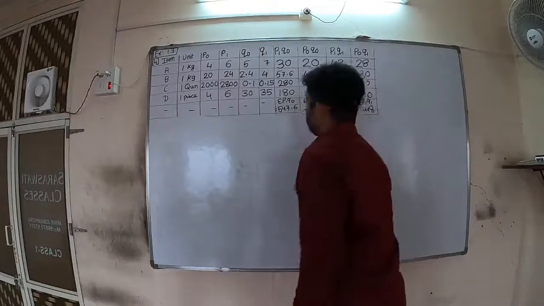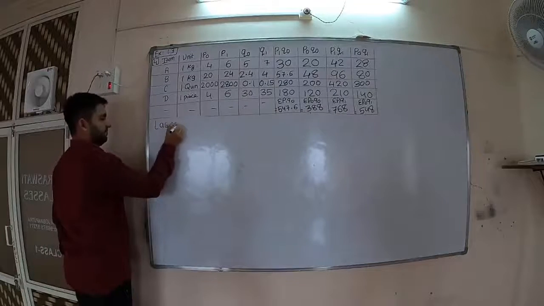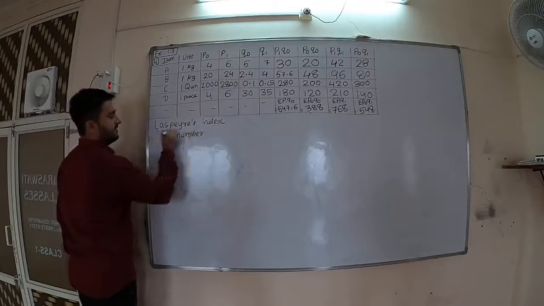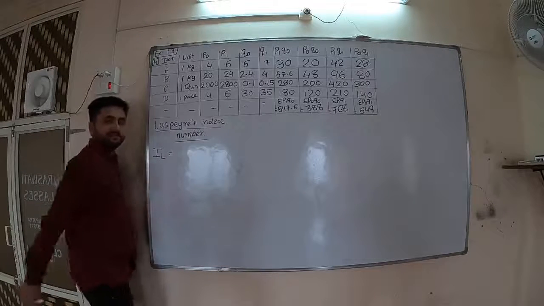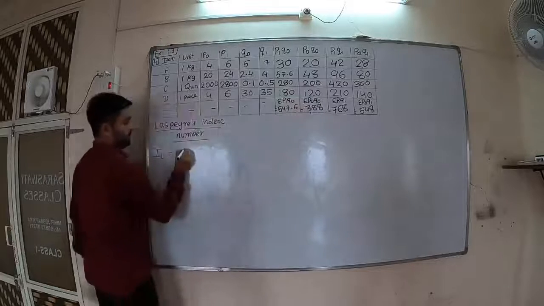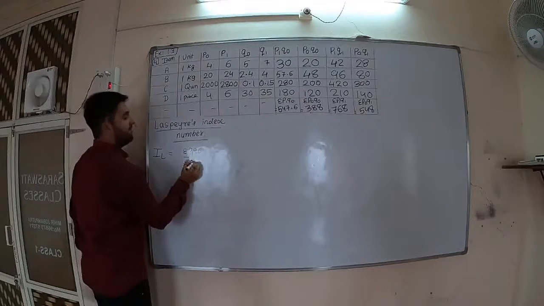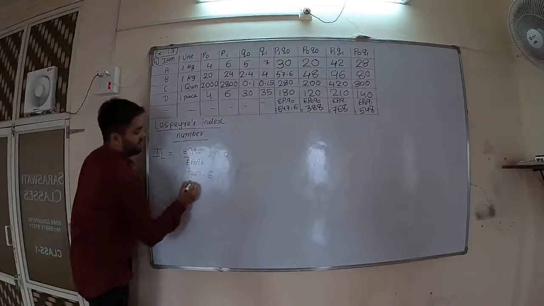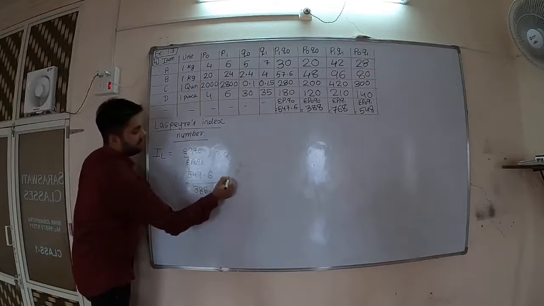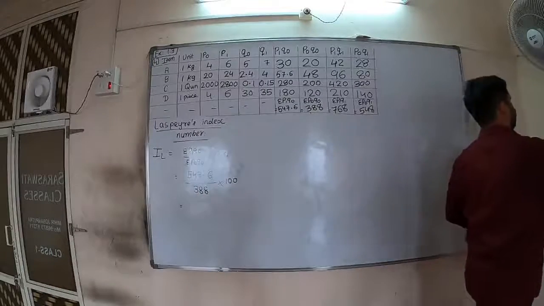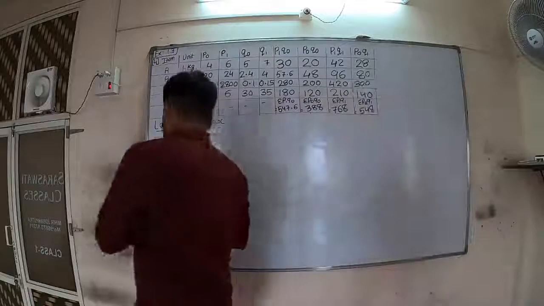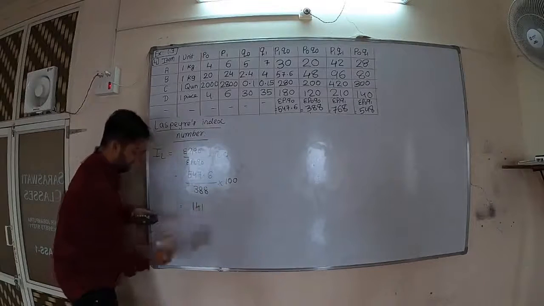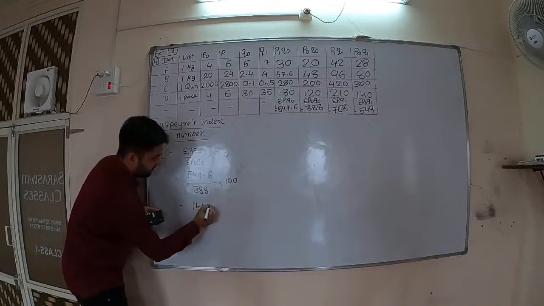Okay, now our calculation. Last year's index number IL, numerator denominator, sigma P1 Q0 divided by sigma P0 Q0 multiply 100, 547.6 upon 388 multiply 100. 547.6 divided by 388 multiply 100, 141.13.